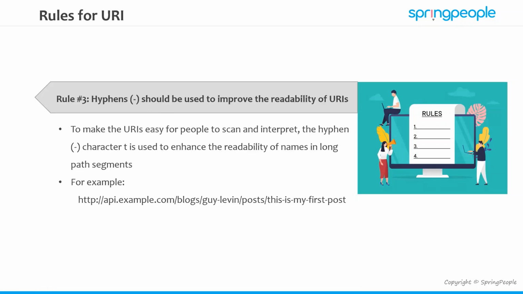Rule 3: hyphens should be used to improve the readability of URIs. To make URIs easy for people to scan and interpret, especially with long keywords, the hyphen character is used to enhance the readability of names. As you can see here, api.example.com/blogs/guy-levin/my-first-post. You see a lot of these in blog posts. This is why.